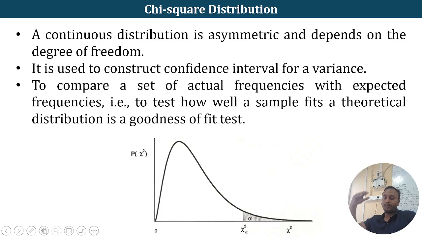If the alpha region becomes narrower, we have good chances of rejecting the null hypothesis, but the chance of a type 2 error will become more. So the idea will be to build a confidence interval for the variance.